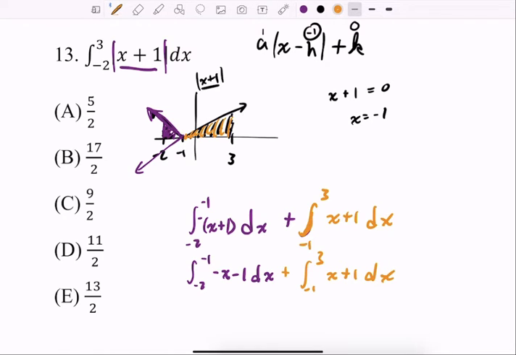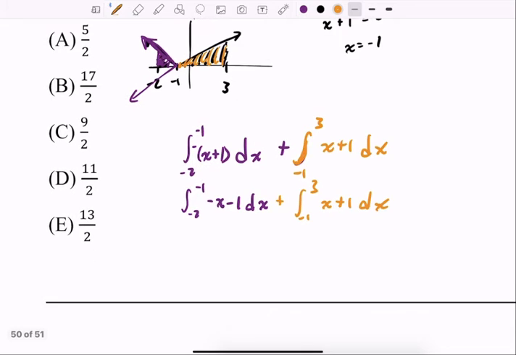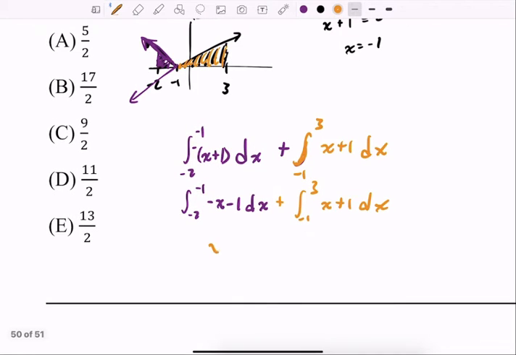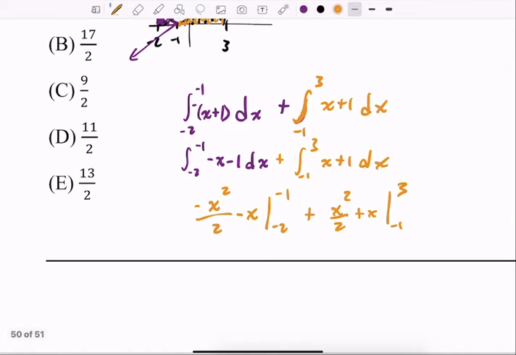Then we're done. Okay, so for the first one, this would be negative x to the second power divided by 2 minus x, and we're going to plug in negative 2 and negative 1. I'm messing up all the colors. All right, we'll just stay orange here. And this one's going to be x to the second power divided by 2 plus x, and we're going to plug in negative 1 and 3. Okay, doing the reverse power rule, that's how I got those.